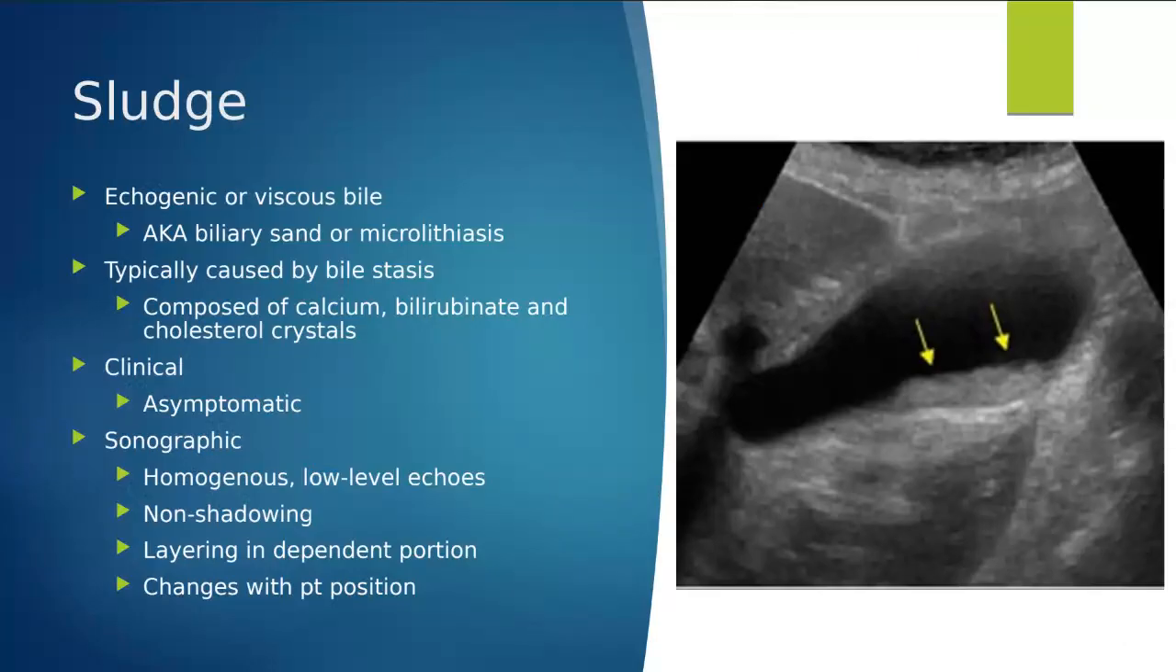Next, we have sludge. We've talked about this a little bit in lab, and we just talked about it briefly a few slides ago, but this is going to be slightly different than a gallstone. This is going to be made up of similar components, but we're not quite a solid stone yet. This is made up of the calcium, the bile cells, the cholesterol cells, but we're a little bit more viscous. We're a little bit more liquefied than a gallstone or cholelithiasis.